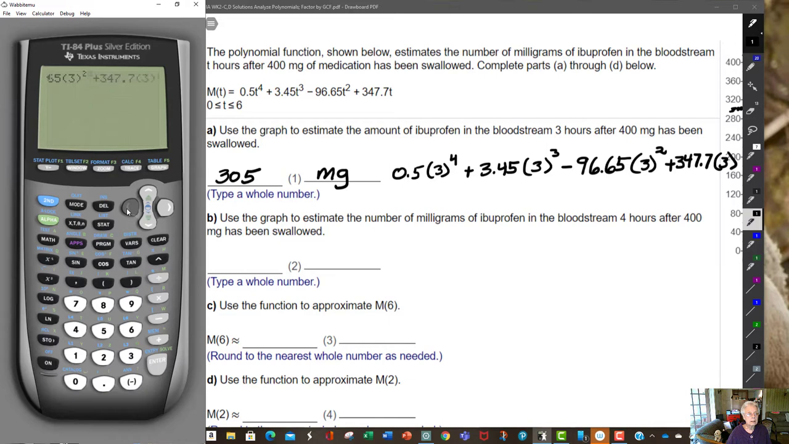Now I'm going to go back by using the left arrow key, and I'm just going to check and make sure I typed it correctly. 0.5 times 3 to the 4th power plus 3.45 times 3 to the 3rd power. That's called cubed. Minus 96.65 times 3 squared plus 347.7 times 3. Enter. Ha! Pretty darn close. 306.9 milligrams. I'm going to write that in blue.